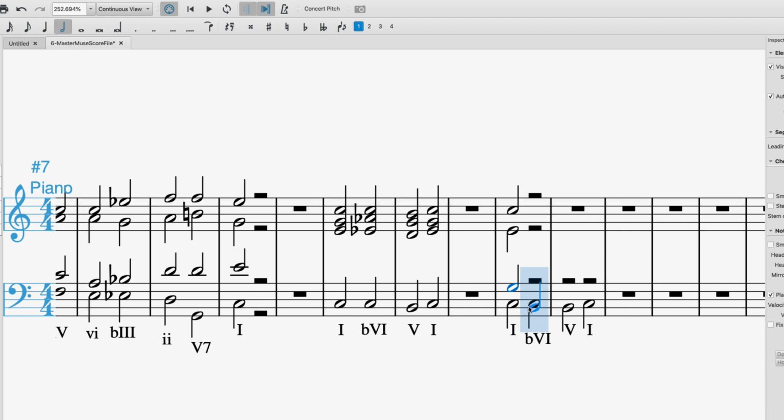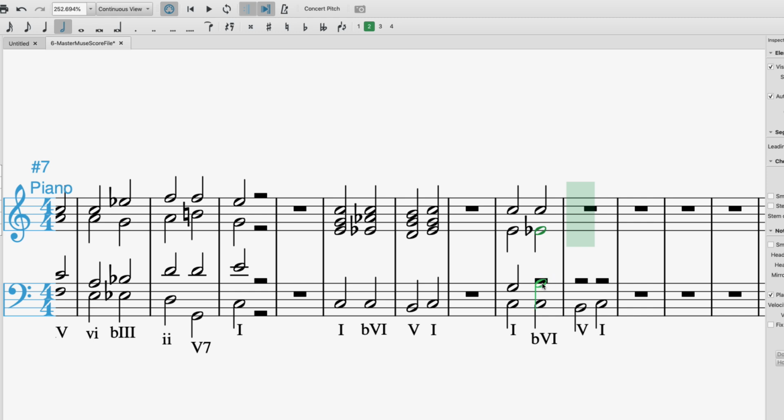Now for our flat 6, the notes are A flat, C, E flat. So here's a C. So let's go C, A flat, C, E flat. So here's an E. So the path of least resistance here is going to be E flat. A flat, C, E flat. Path of least resistance is going to take us here.